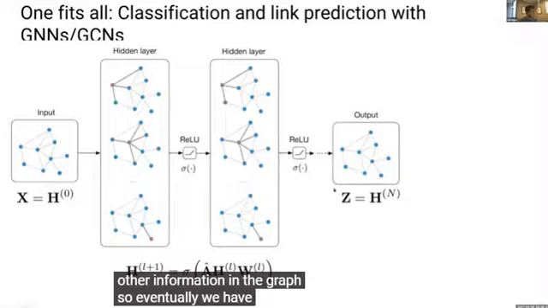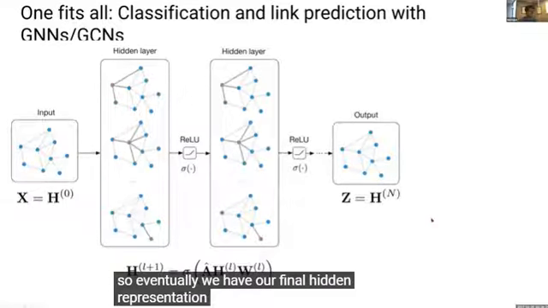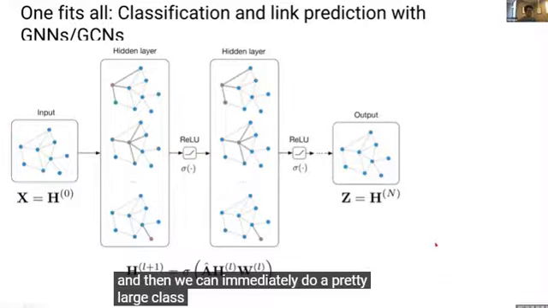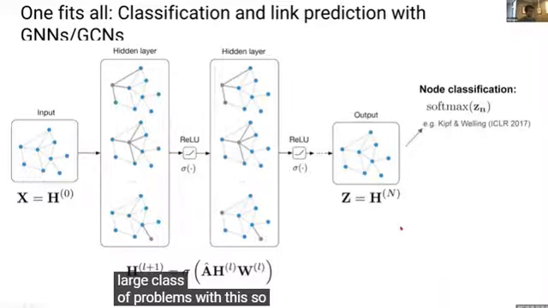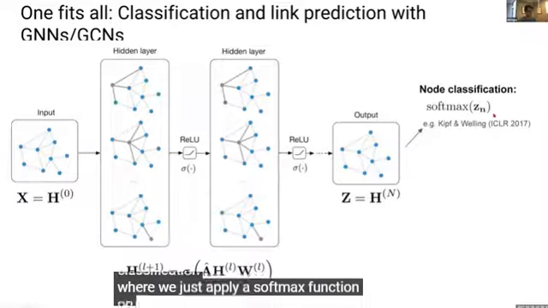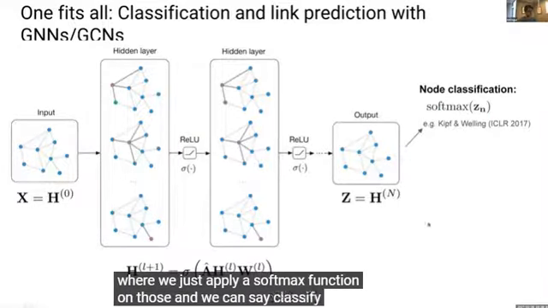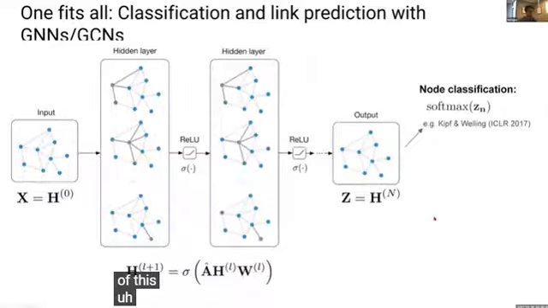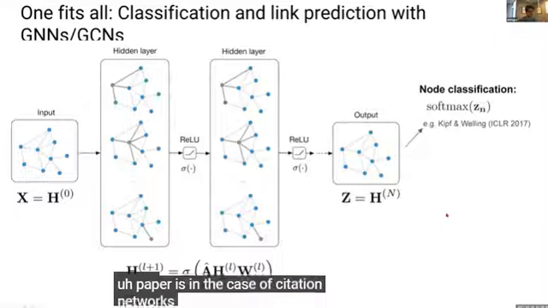So eventually we have our final hidden representation, and then we can immediately do a pretty large class of problems with this. We can do node classification, where we just apply a softmax function on those and classify what the class of this paper is, in the case of citation networks or something like that.